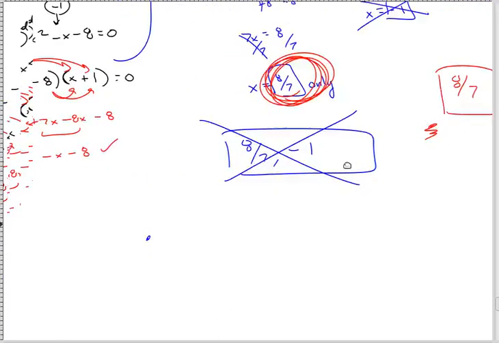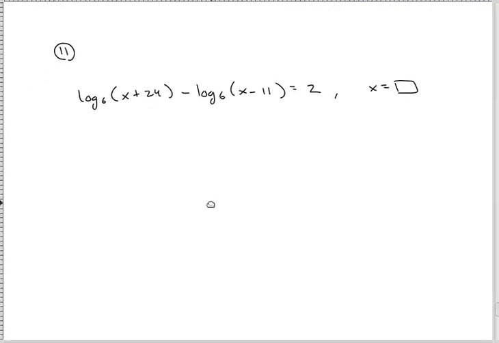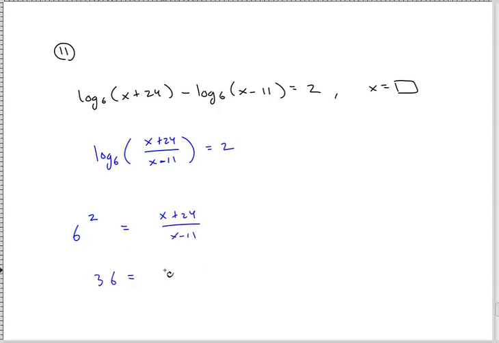Let's do another one. So here's another log equation. Again, I have a minus sign between them, so I know I can combine these with a division. Yep, that's right. Just going back to those properties of logs. I'm going to use my friends, so I got my base 6, 2, and then a big fraction. Eventually, you just kind of know the pattern, and you don't have to keep saying it, but it's up to you. So 6 squared is 36.